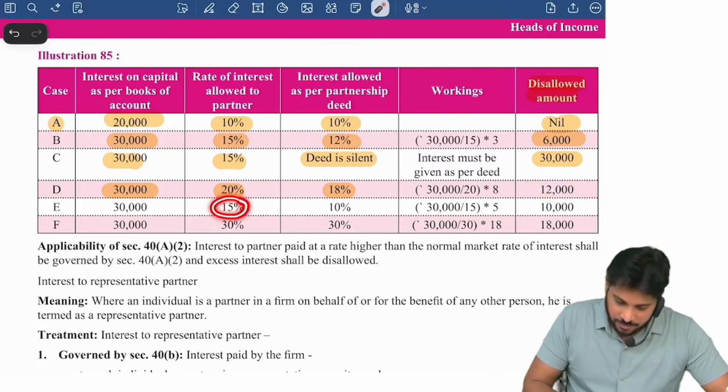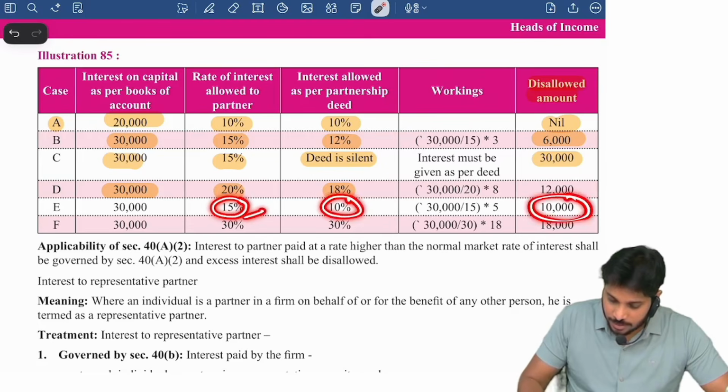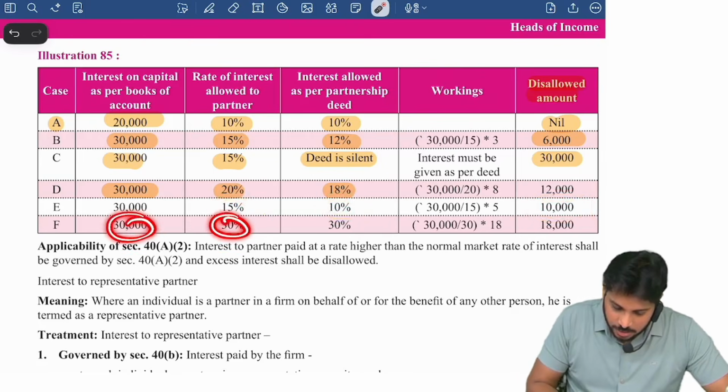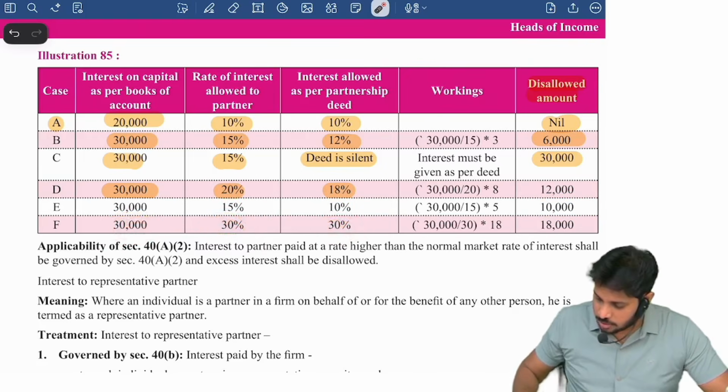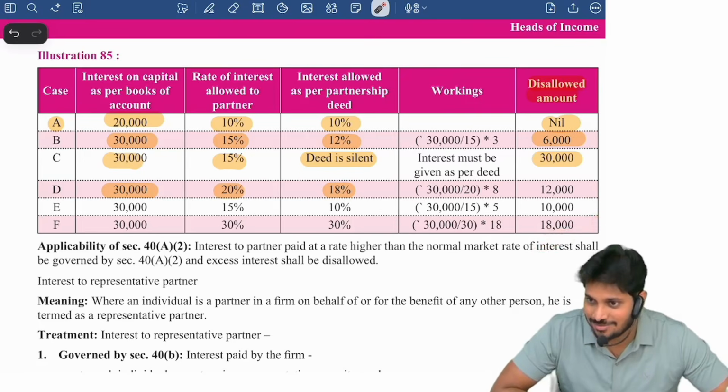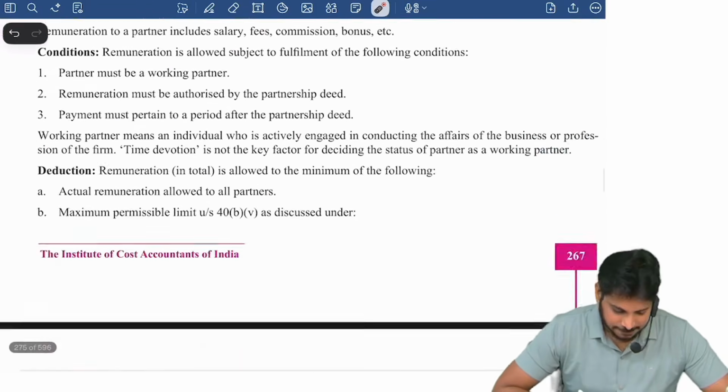Then you paid 15, but the deed says 10. Only 10 is allowed. 5 is not allowed. 10,000. 5 by 15. 30. Paid is this much, deed also says this much. Only 12. 18 is disallowed. So 30,000 into 18 divided by 30. 18,000 disallowed. Over. Easy. Next.